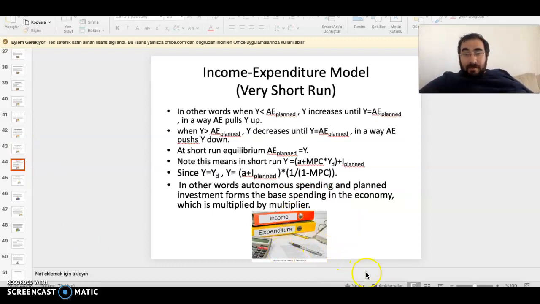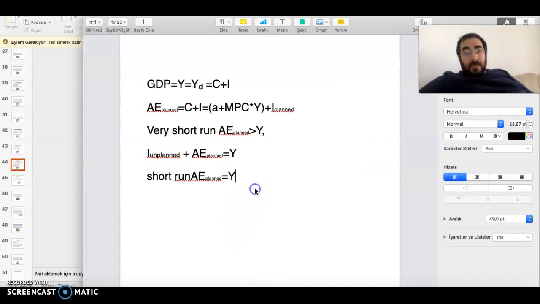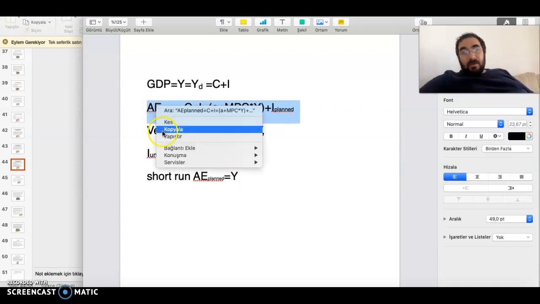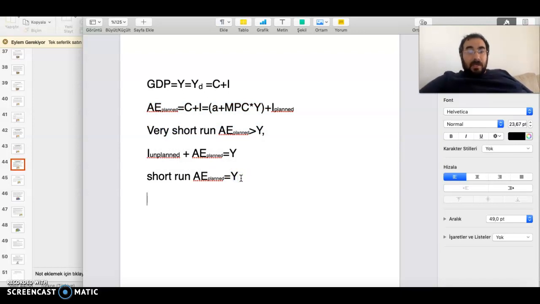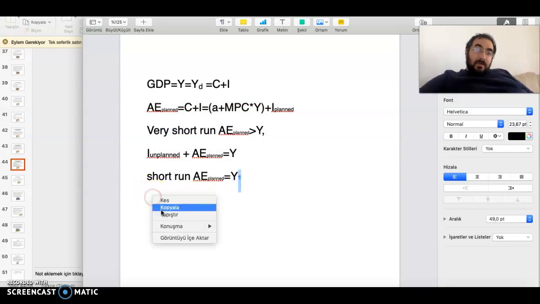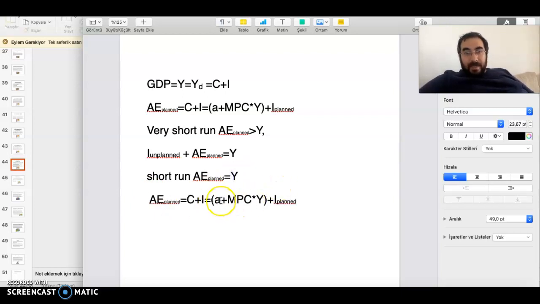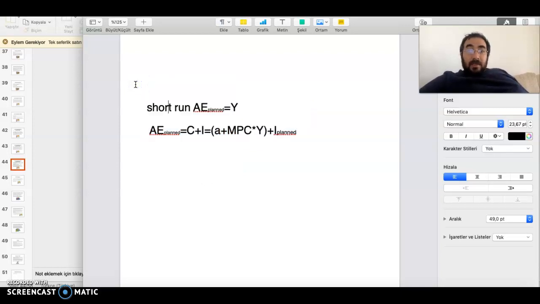So how can we find the equilibrium output level? Well, for this, we need to do two different things. Since we want to know the equilibrium output level, we are concerned with what will happen in the short run. So having fixed levels of A, MPC, and I planned, what will be our state in the short run? That's what we are trying to find, and then we will return to the very short run. But for now, we are looking at what will happen in the short run. There are two things we know.